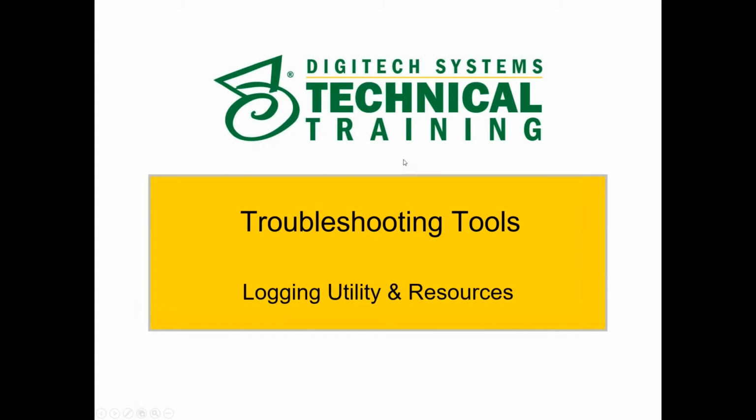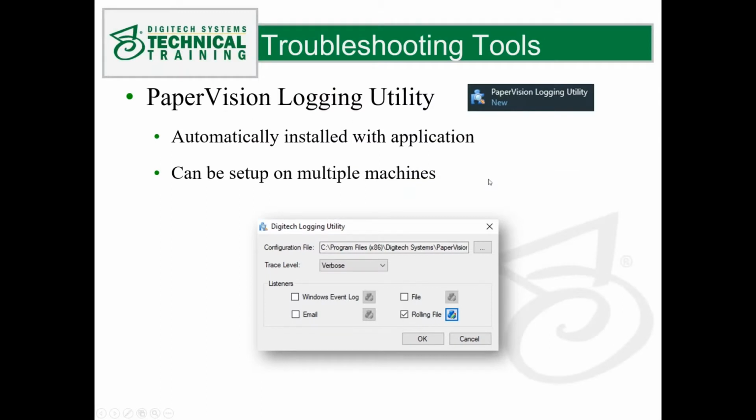All right, starting off, like we said, is the login utility and some online resources. For those of you who may not have known, the Papervision login utility is a utility that's automatically installed when the application is installed. That little icon in the top right shows what it looks like if you're searching for it through your Windows programs. It's just called the Papervision login utility.